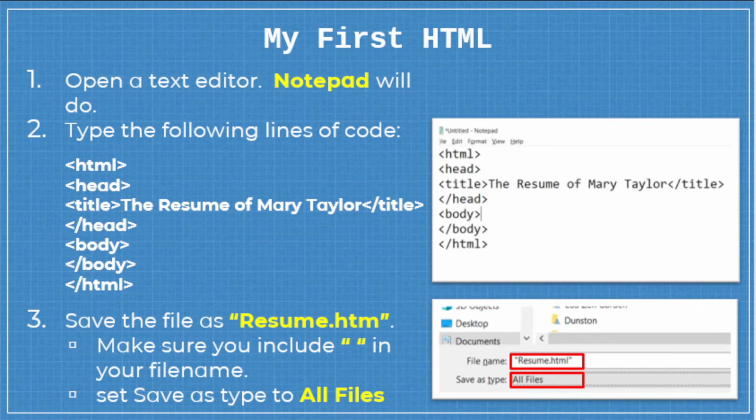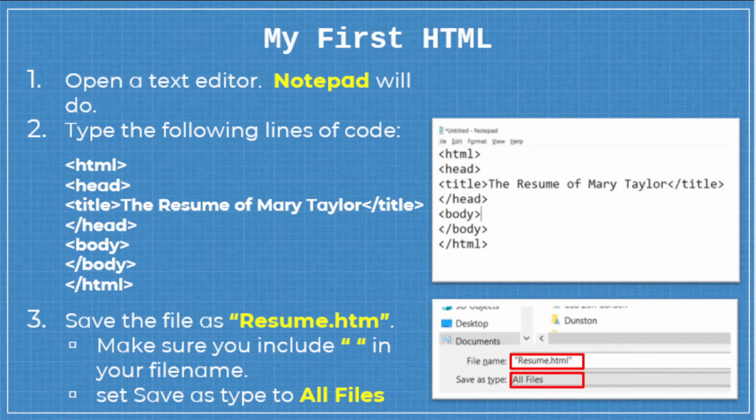Okay, so include the double quotes in your file name, and then set the save as type to all files. The double quote there, guys, for your information, is a forced naming convention that we use in Notepad. So we force Notepad to name it as a specific file with a specific extension, provided you set the save as type to all files.